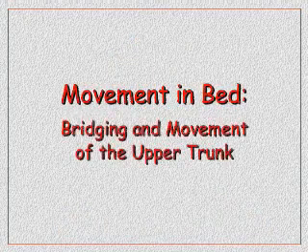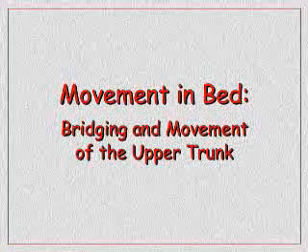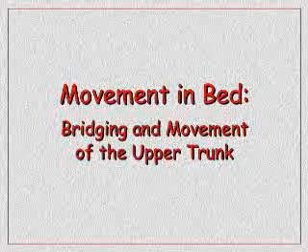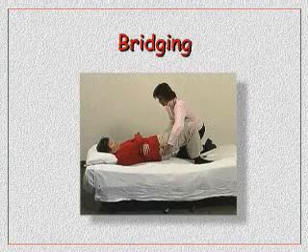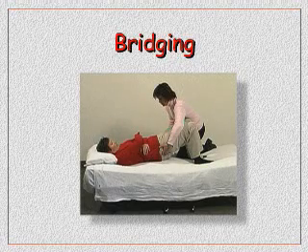The individual portraying the stroke survivor for the purpose of this demonstration has green tape on their left arm, leg, and head. This is to emphasize the fact that this side is the weaker side. Movement in bed. Bridging and movement of the upper trunk are often used together to help an individual move sideways or upward in bed. To prepare for bridging, encourage the stroke survivor to bend their knees.